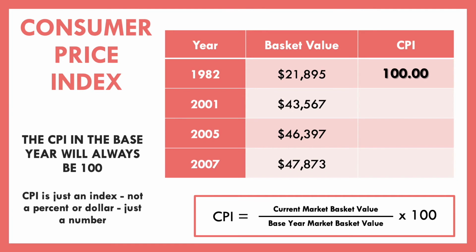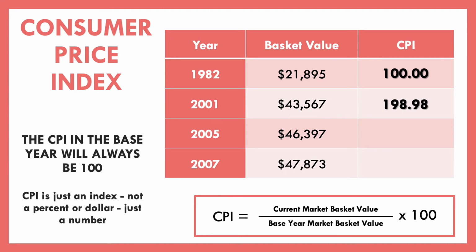In 2001, that same shopping list of goods cost us $43,567. So we take that current value in 2001, and we divide by what it was in our base year back in 1982. So 43,567 divided by 21,895. And then we multiply that by 100 and we get 198.98. So our CPI in 2001 is 198.98.